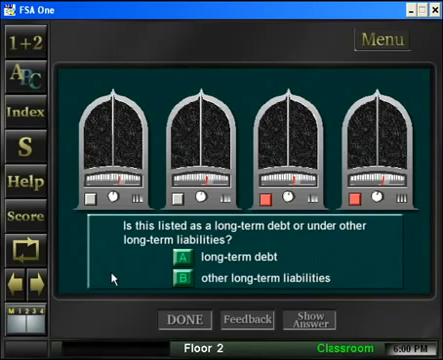Star Enterprises' balance sheet shows an amount of deferred income taxes. Is this listed as a long-term debt or under other long-term liabilities? You are correct.